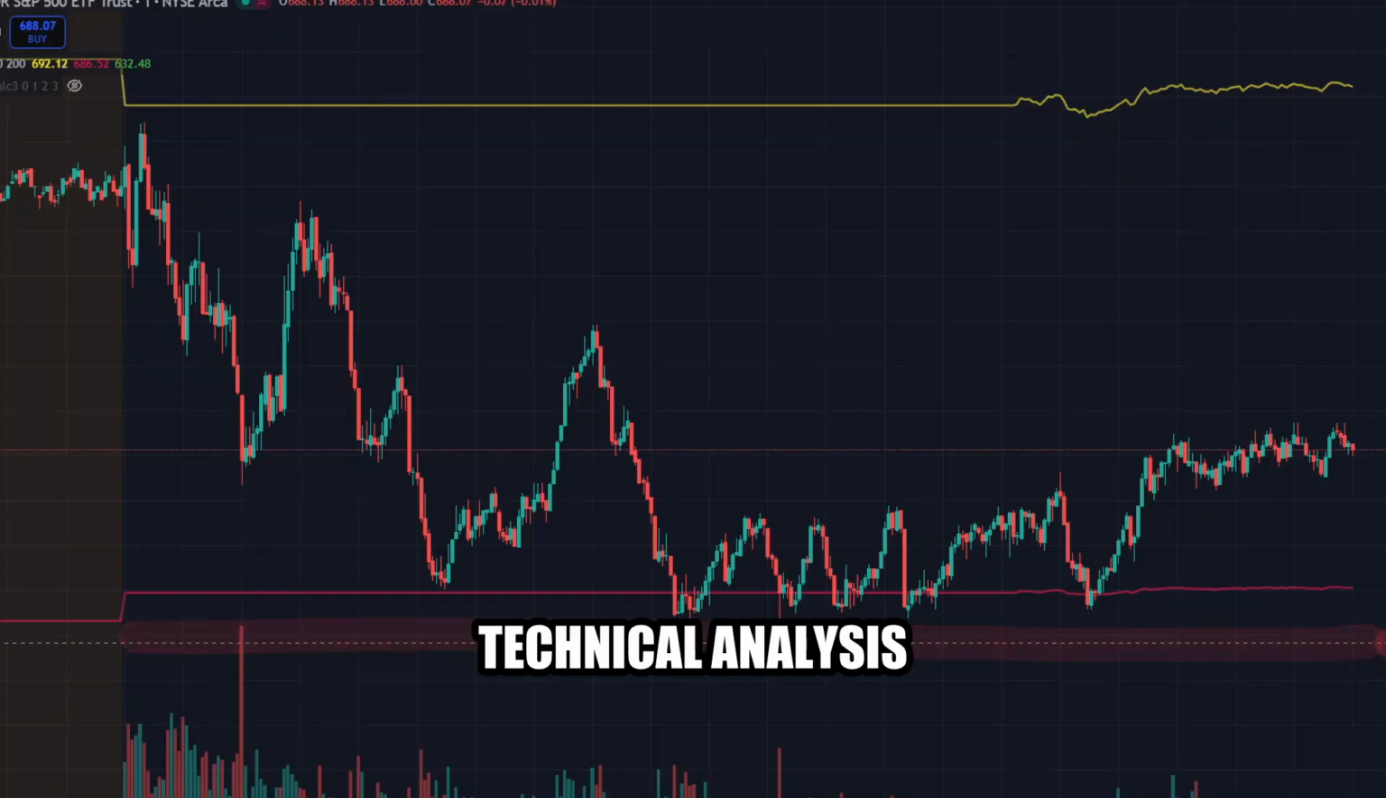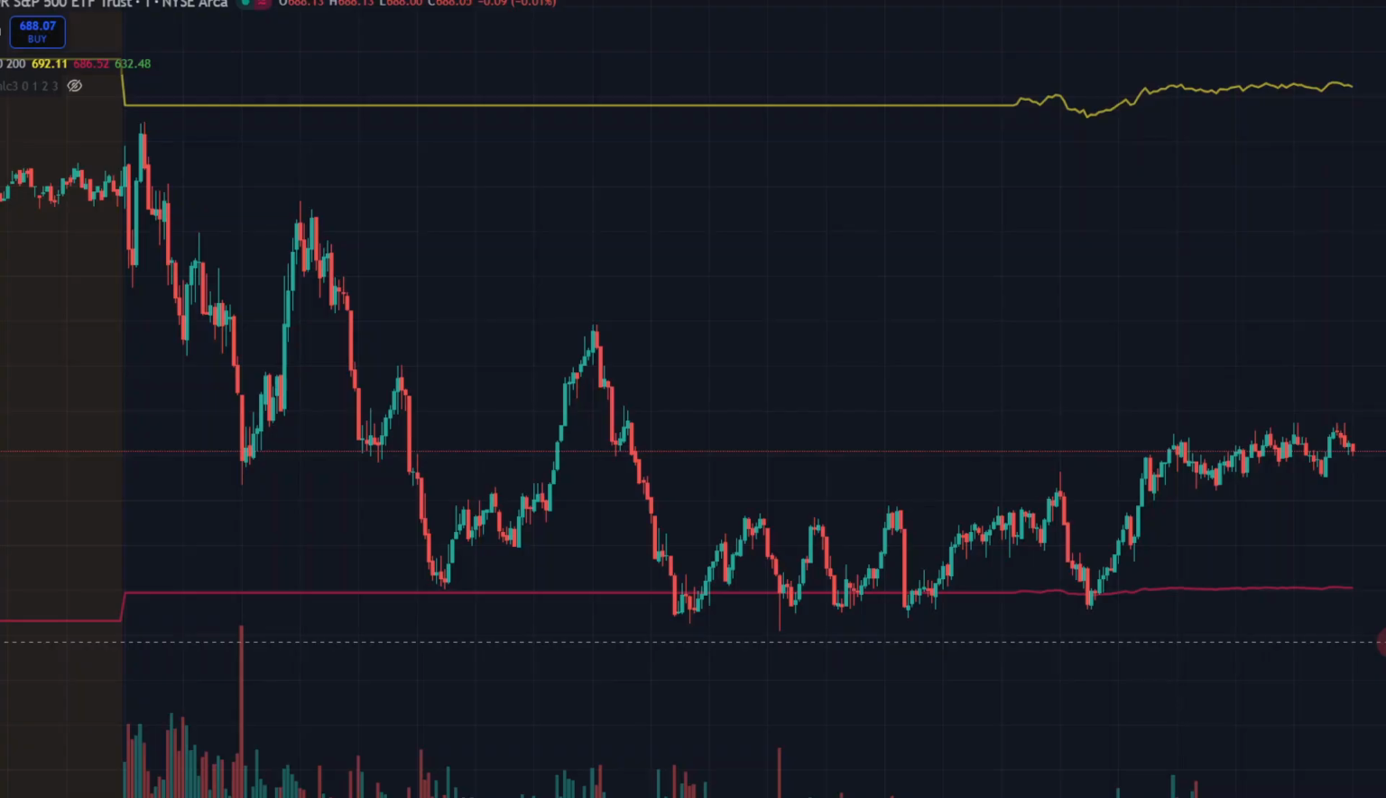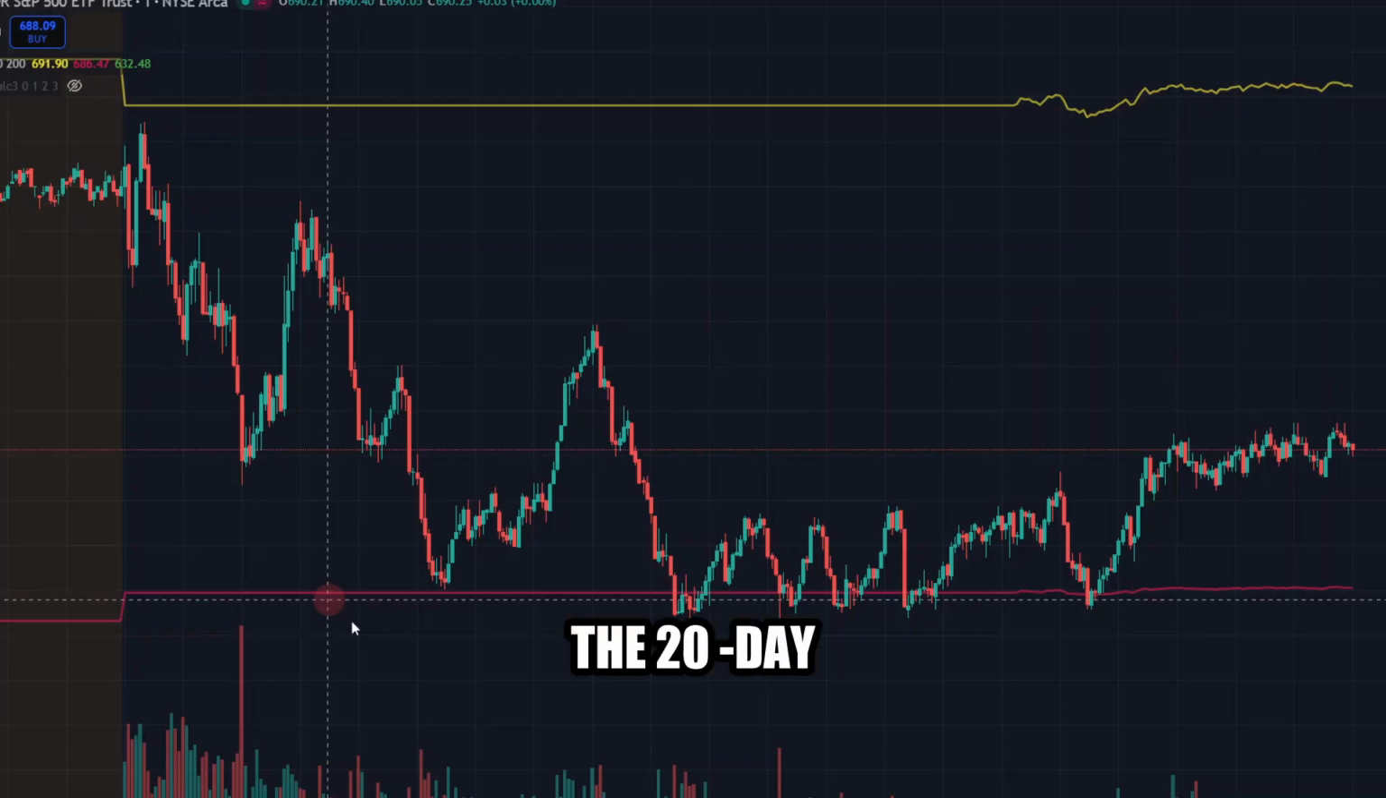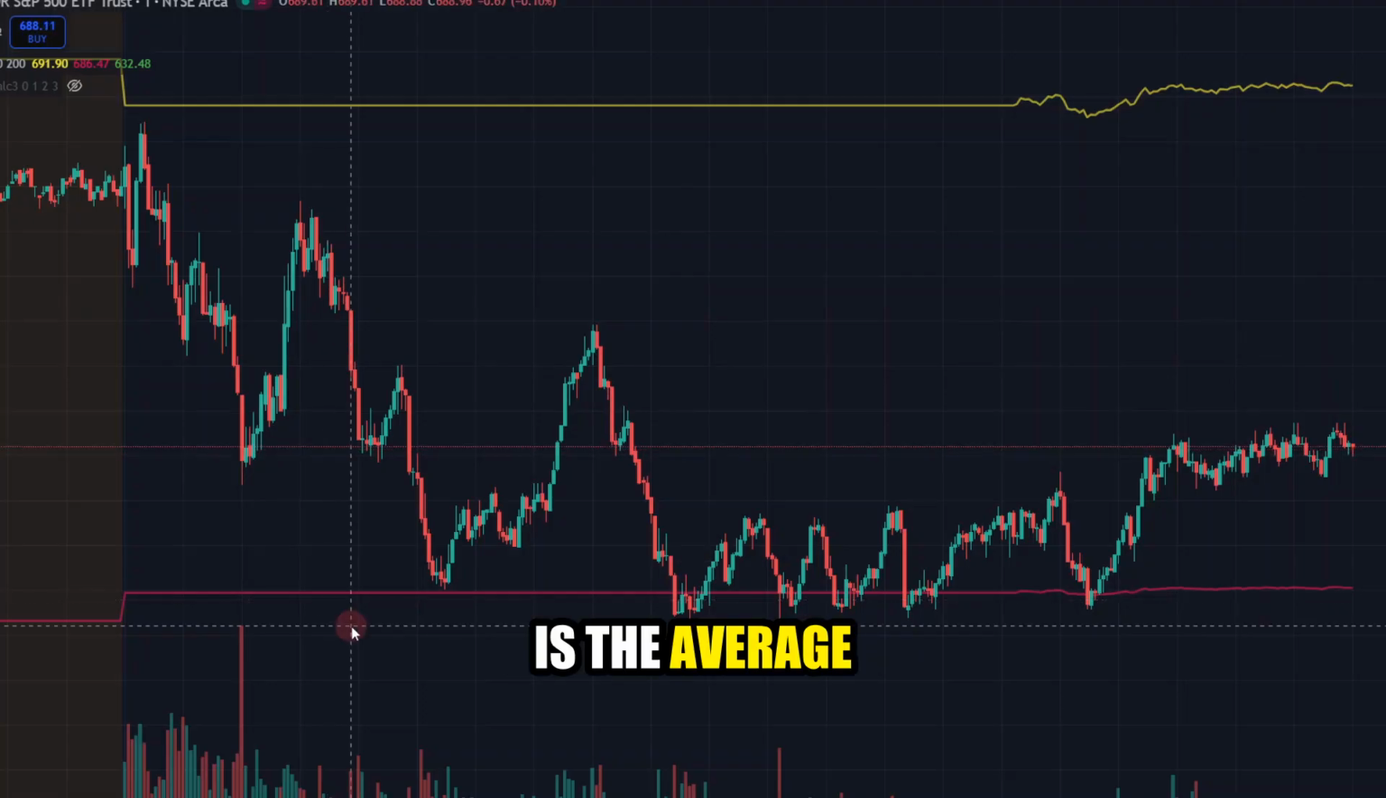These two are technical analysis indicators. They smooth out price data to help identify trends. The numbers 5 and 20 refer to the amount of days. The yellow, the 5-day moving average, is the average price over 5 trading days. The magenta, the 20-day moving average, is the average price over 20 trading days, which is 1 month time.